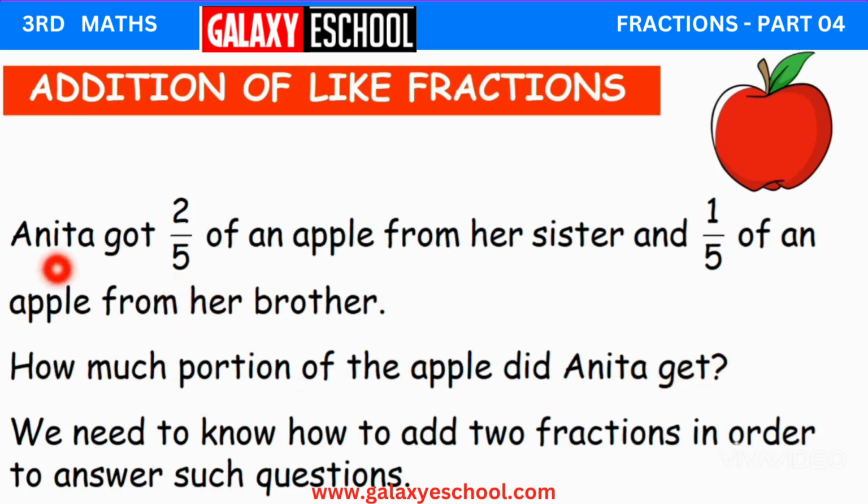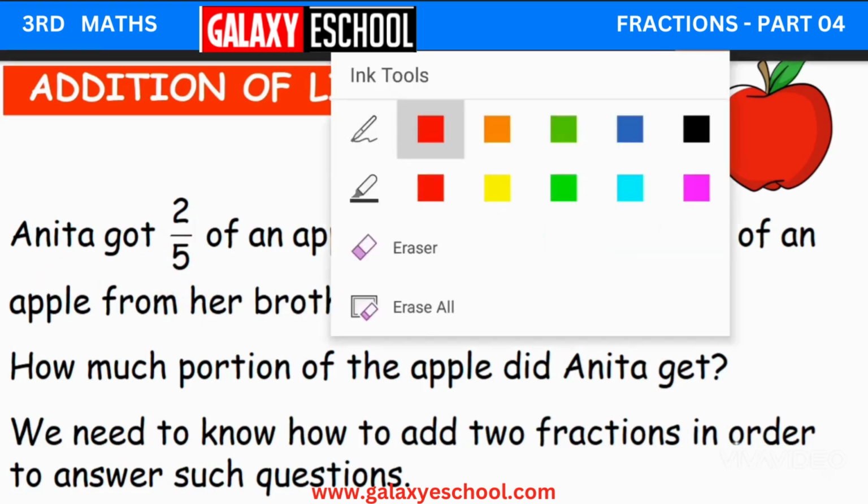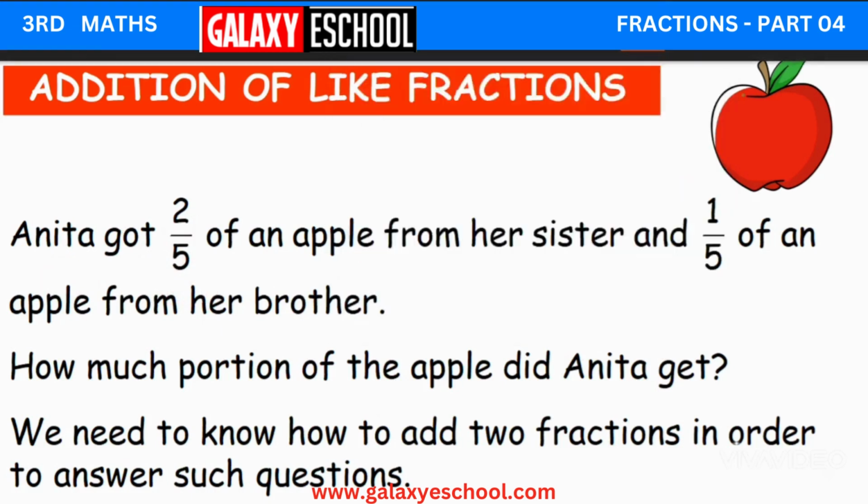Now what are they saying? Anita got 2 by 5. That means this apple was divided into 5 equal parts, children. 1, 2, 3, 4, 5. The apple was divided into 5 equal parts, and out of it Anita got 2 from her sister and 1 from her brother. Now we should find out in total how much portion of this apple Anita got.